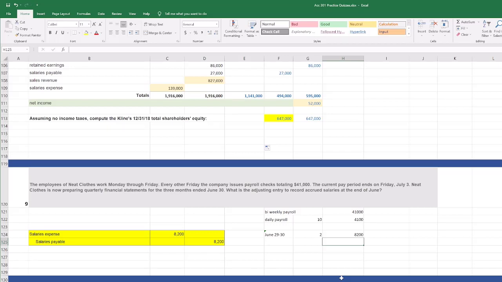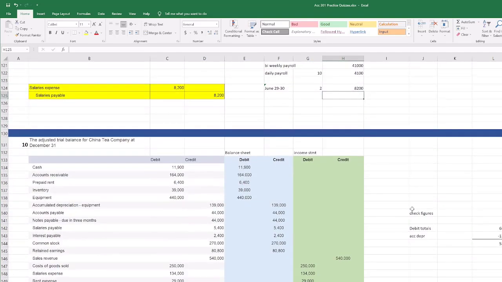It is the only time you use it, when the end of the month falls on a day that is not payday. If the end of the month falls, like if your Friday happens to be on the 30th of June, then you don't have to make this entry. You only need to make this entry when the end of the month does not fall on a payday. All right. So this is the worksheet I'm talking about.